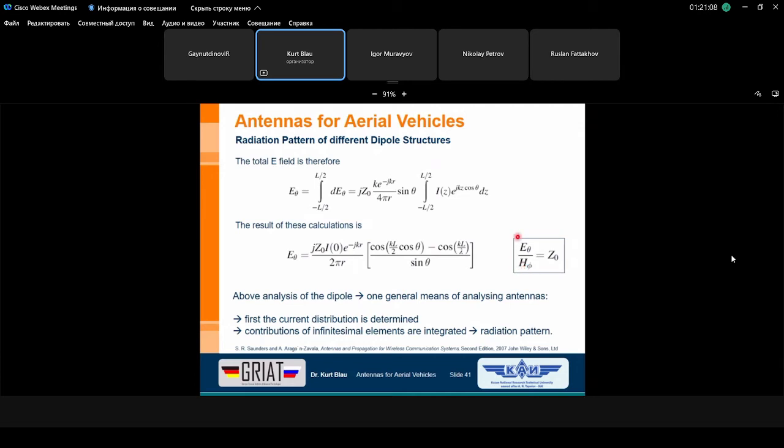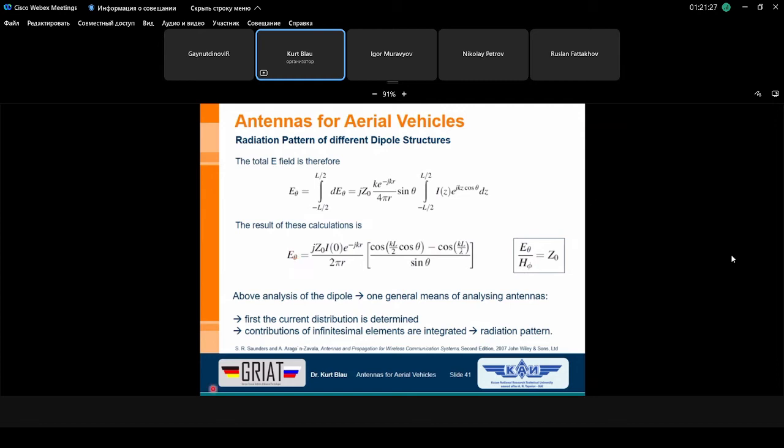This quotient is again the wave impedance, 120 pi ohm. Don't forget it, it's very important. And this is also the magnitude ratio between the E and H field components. It's the wave impedance again.